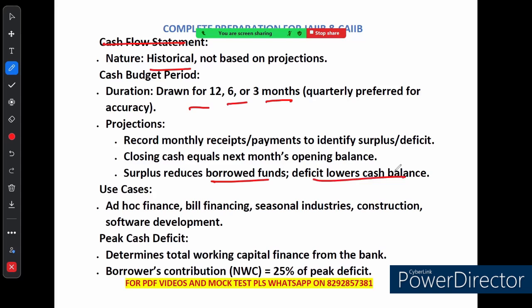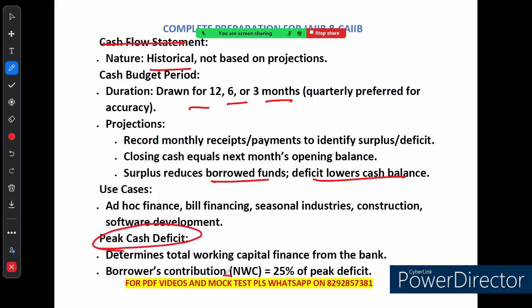So cash budgets are especially useful in industries where cash flow fluctuates, right? Cash flow fluctuates especially in industries like seasonal business, construction, and software development. The biggest cash deficit during the period determines how much working capital the business will need from the bank. The peak cash deficit shows how much total finance the business will need.